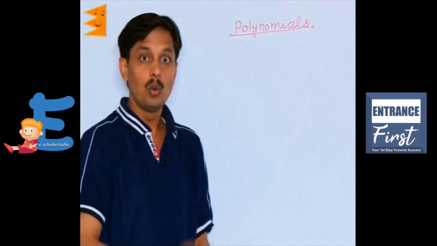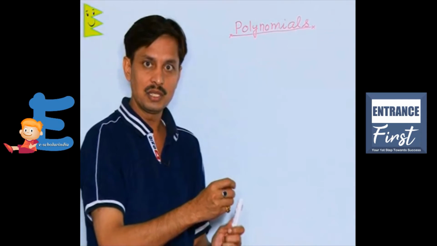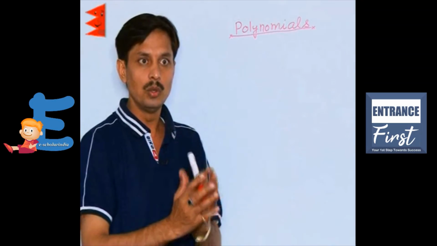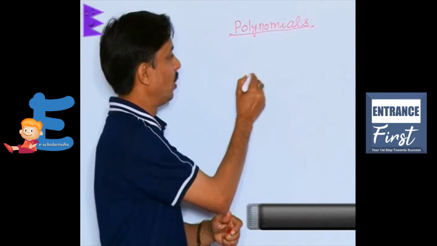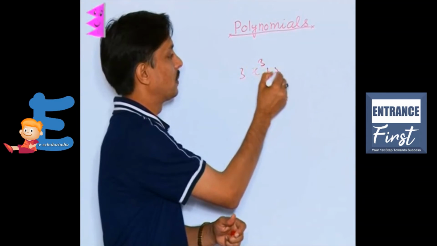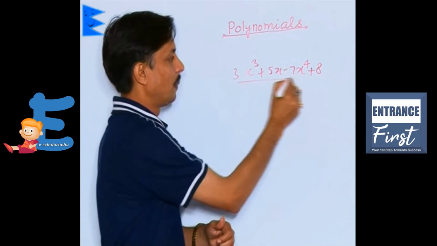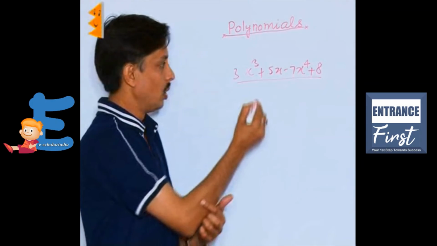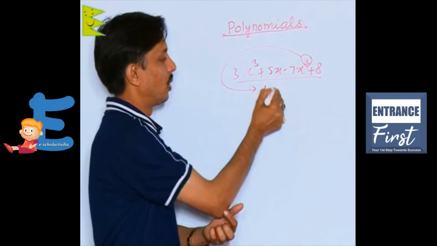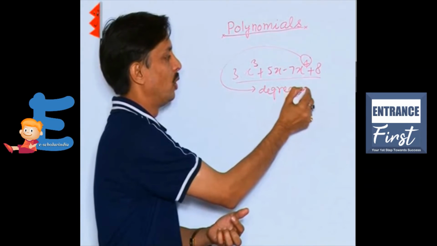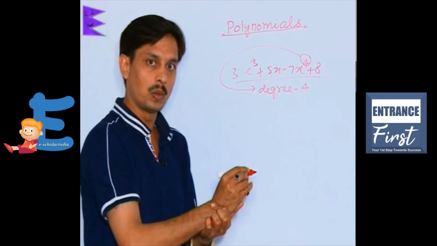First, I want to tell you what the degree of a polynomial is. If I write a few polynomials, I can share with you what the degree of each is. If I write a polynomial like 3x cube plus 5x minus 7x^4 plus 8, this is a polynomial in X. Its degree is 4, because the highest power in this polynomial is 4. So the degree of this polynomial will be considered 4.